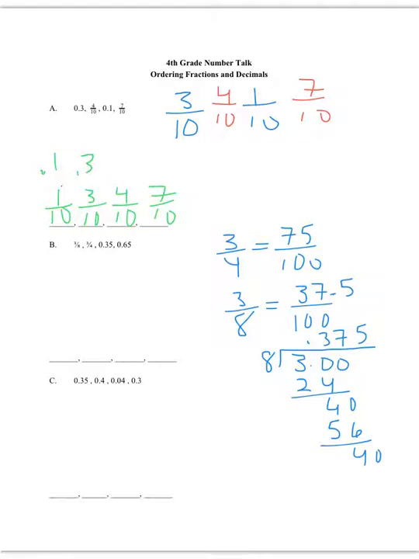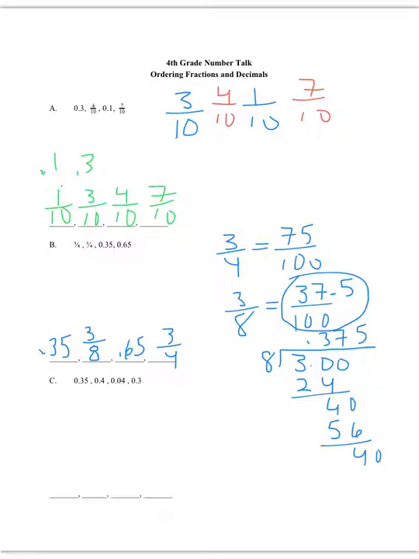So if we go back to put these in order, well, the 35 hundredths, 35 would be our smallest. Then we have the 3/8, which is 37.5 hundredths, which we just found over here, right? That's the 3/8. Then we know that we have the 65 hundredths. And then we know we have the 3/4, which is the same as 75 hundredths.